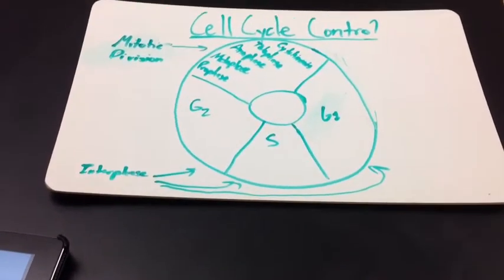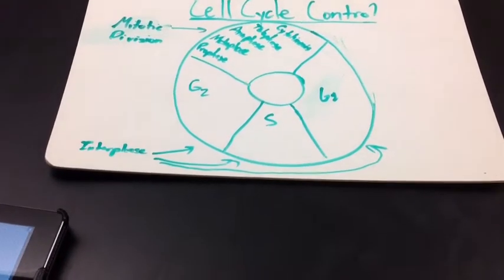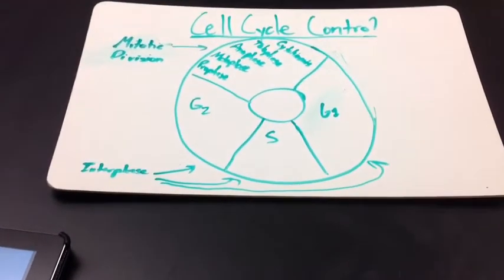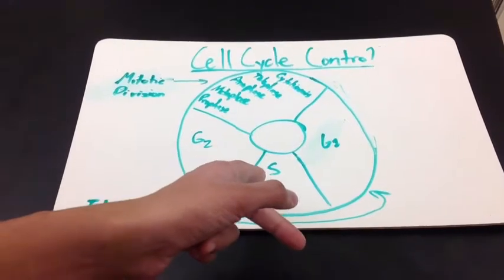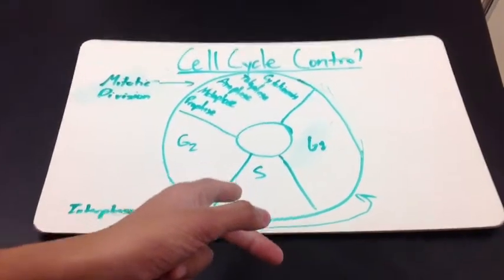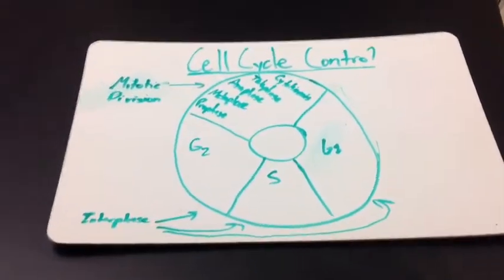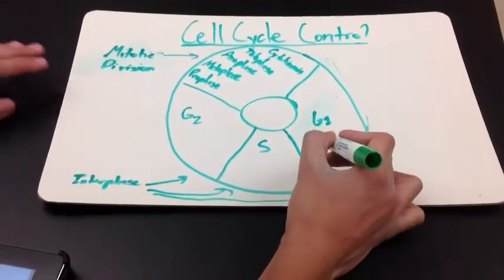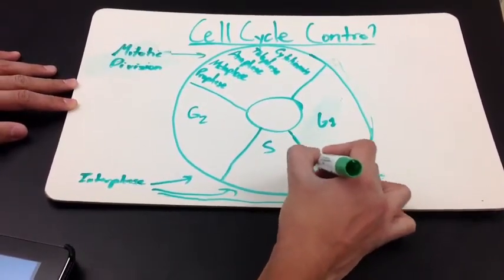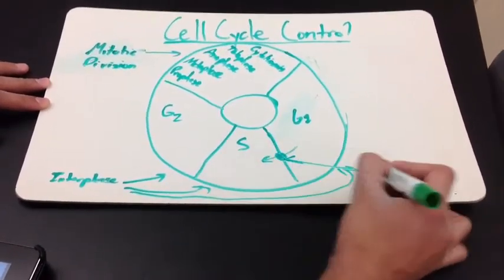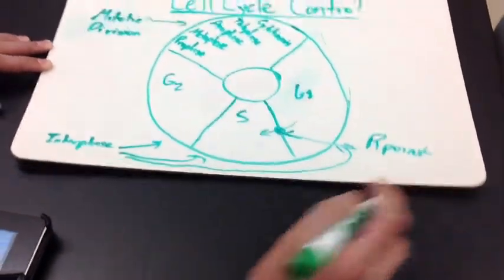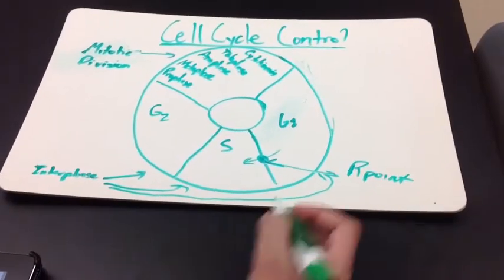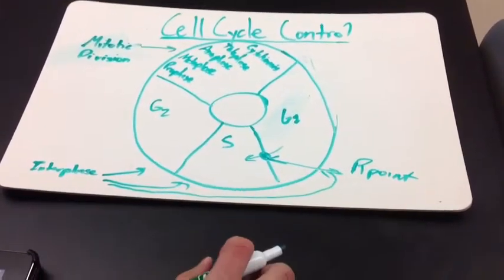This is cell cycle control. In cell cycle control, there's 3 checkpoints that control whether the cell can move on to the next phase, or whether it has to stay and fix itself or eliminate itself. The first point is from the G1 to the S phase. This point is a major point, called the R point. This point checks if the DNA of the cell is still intact.